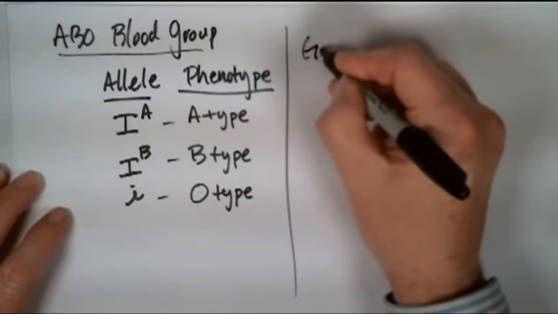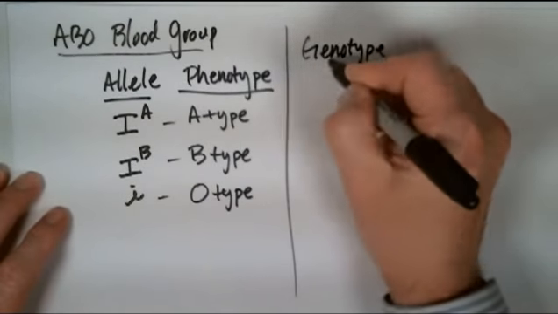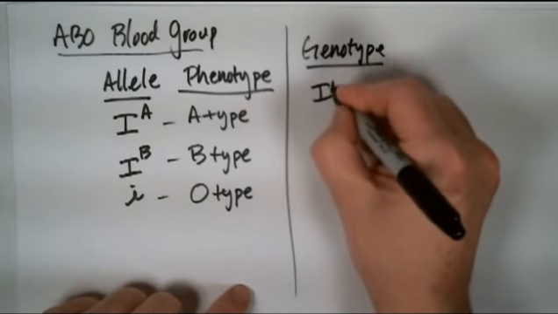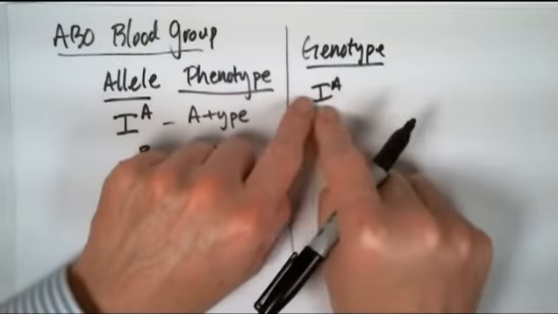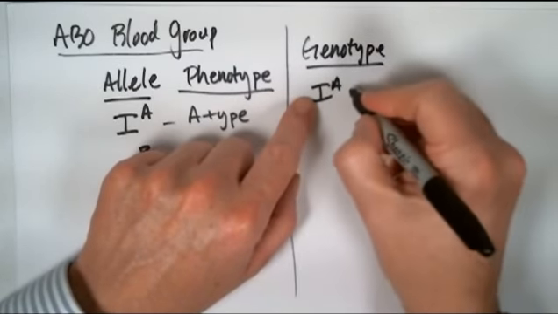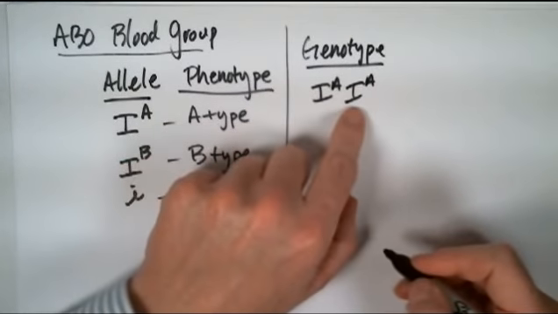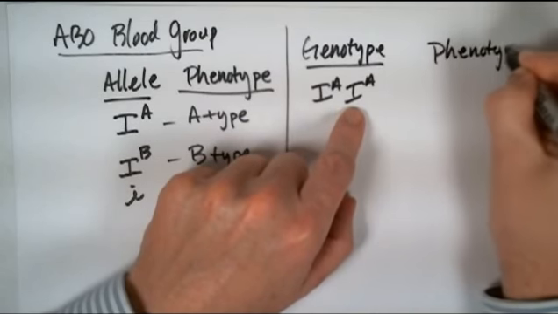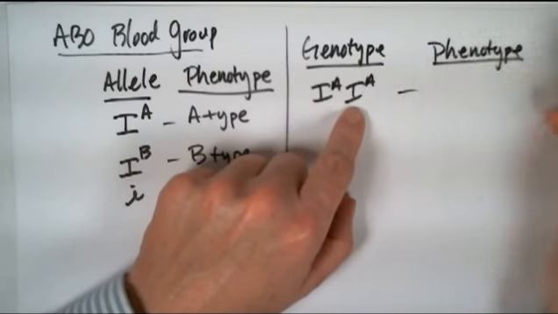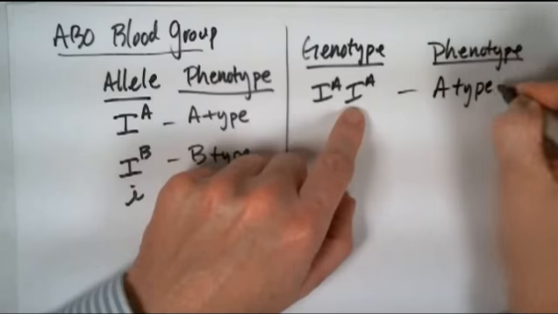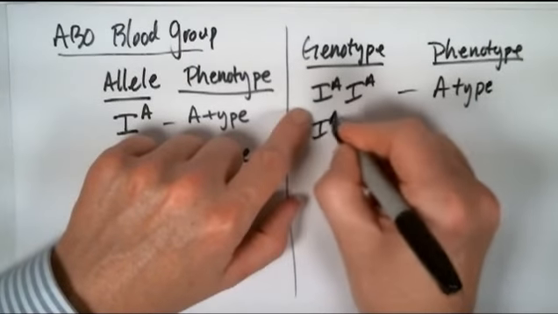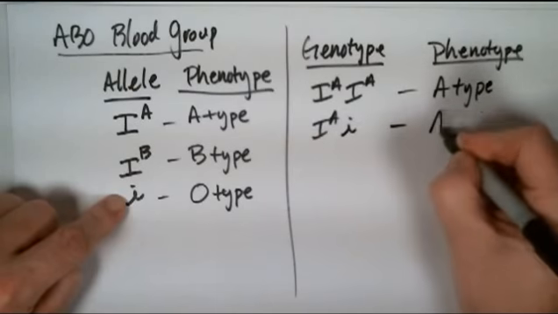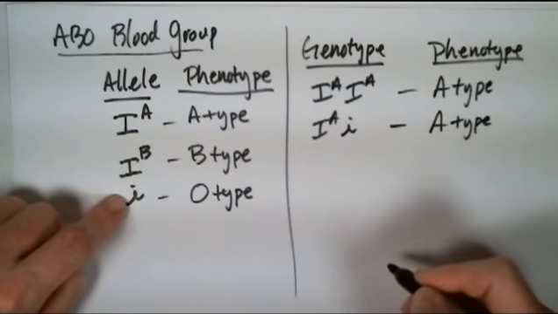What does this do for genotypes? Well, we've got three alleles, so we have several genotypes. I'm going to write the genotypes out. Remember you have to have two alleles for a gene. IA IA, homozygous dominant for A. The phenotype for this combination is going to be A-type blood. If I had IA i, and remember it's dominant to the lowercase i, I'm going to have A-type blood here.